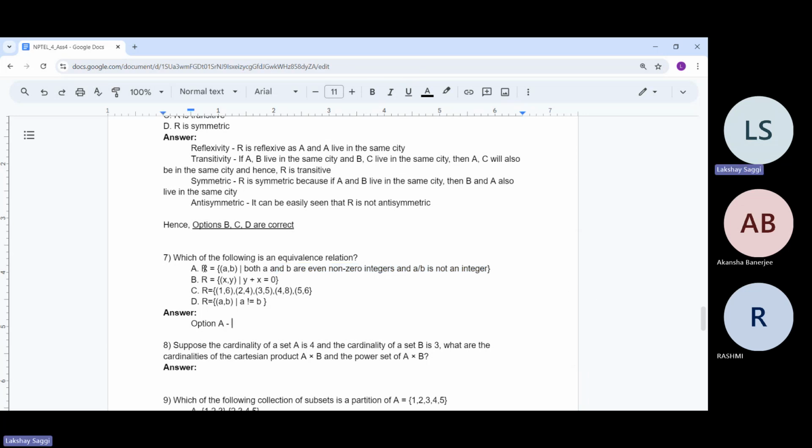So Akansha or Rashmi, would any of you like to answer? Let's go option by option. Will this be an equivalence relation or not? Note that for a relation to be an equivalence relation, it should be symmetric, reflexive, as well as transitive. So do you see if all of those properties hold true or if any of the properties is violated?